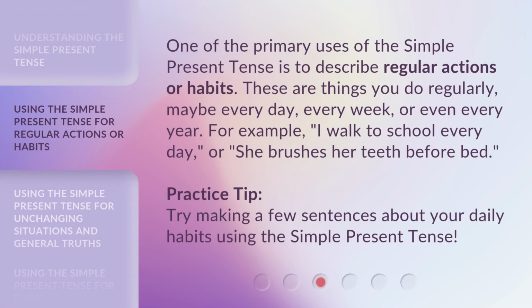One of the primary uses of the simple present tense is to describe regular actions or habits. These are things you do regularly, maybe every day, every week, or even every year. For example, I walk to school every day, or she brushes her teeth before bed. Practice tip: try making a few sentences about your daily habits using the simple present tense.